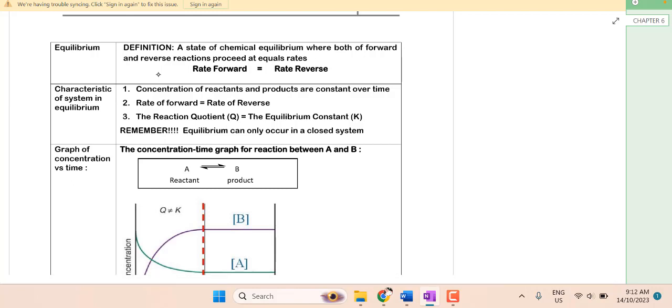So what does equilibrium mean? Equilibrium is a state of chemical equilibrium where both the forward and backward reactions proceed at equal rates. So at equilibrium, the rate of the forward reaction is equal to the rate of the reverse reaction. The characteristic of a system in equilibrium is that the concentrations of reactant and product are constant over time. So rate forward equals rate reverse, and Q is equal to K.